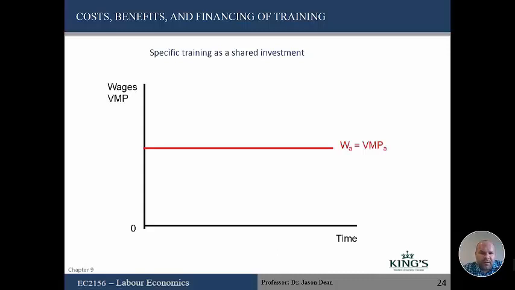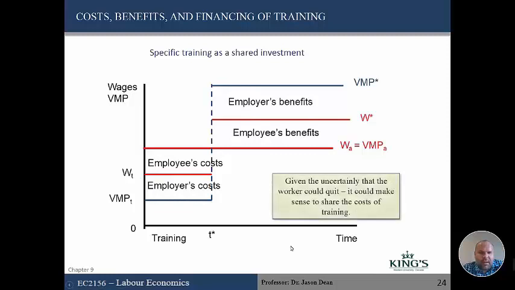Now, there is a bit of an incentive for this specific training to be a shared investment. Okay, and that's because of the uncertainty associated with the worker quitting, because the firm will pay them their regular wage. They'll have to forego some productivity from that worker, but it is possible that the worker could quit. There isn't much of an incentive to quit because they're getting paid the same as another firm.